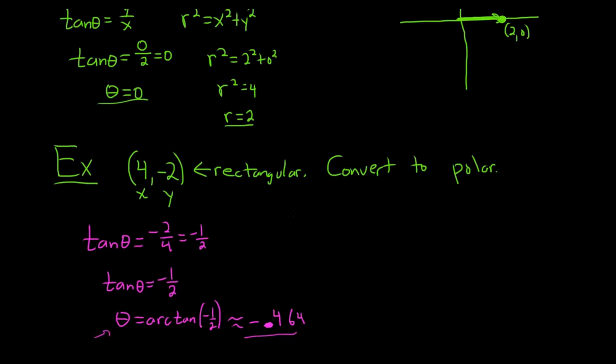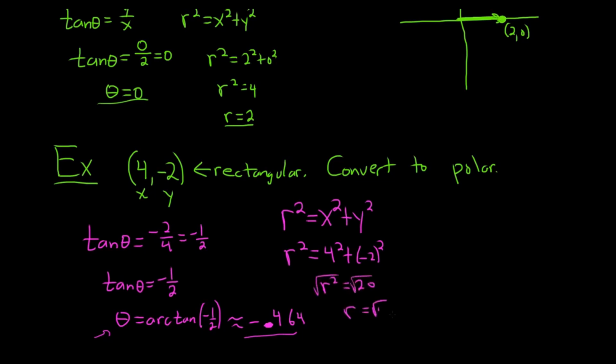Let's go ahead and find our r now. So r squared is equal to x squared plus y squared. So r squared is equal to 4 squared plus negative 2 squared. So r squared is 16 plus 4, so 20. Taking the square root, let's just take the positive one. We'll get square root of 4 times square root of 5, going kind of fast. So r is 2 root 5. Let's go with r equals 2 root 5.